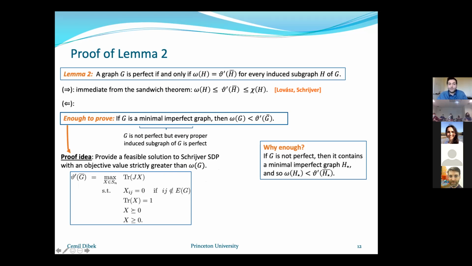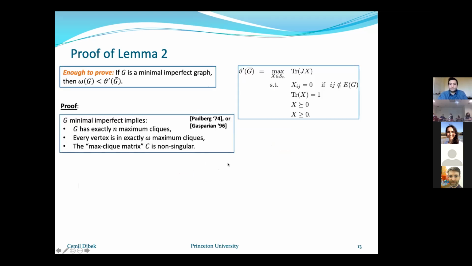And of course, to do that, we need to use some properties of minimal imperfect graphs, which is our assumption. So here are the three properties that we are going to use. If G is a minimal imperfect graph, then G has exactly n maximum cliques, n being the number of vertices. Every vertex of G is in exactly omega maximum cliques, omega being the clique number. And finally, the maximum clique matrix is non-singular.